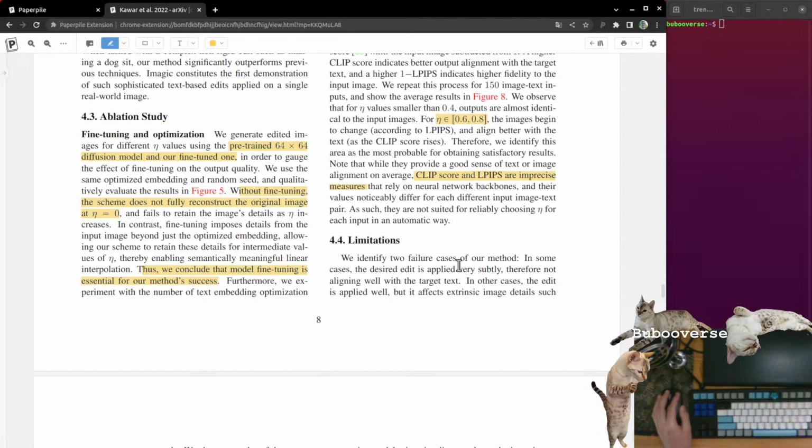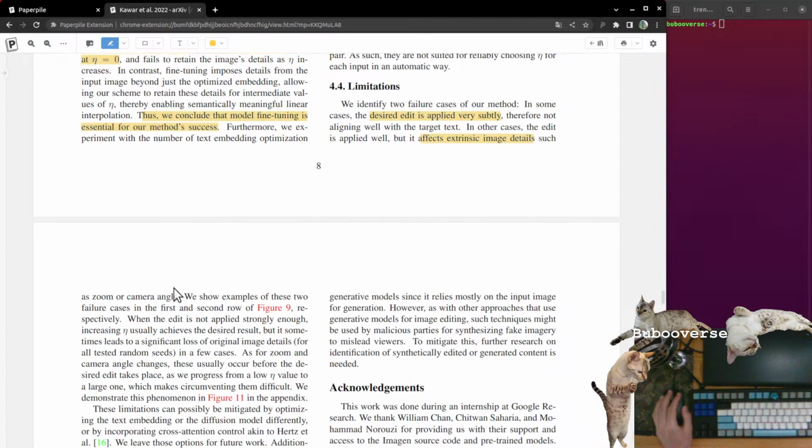Okay, so some failure cases here. The desired edit is applied very subtly, or the edit is applied well, but it affects extrinsic image details.